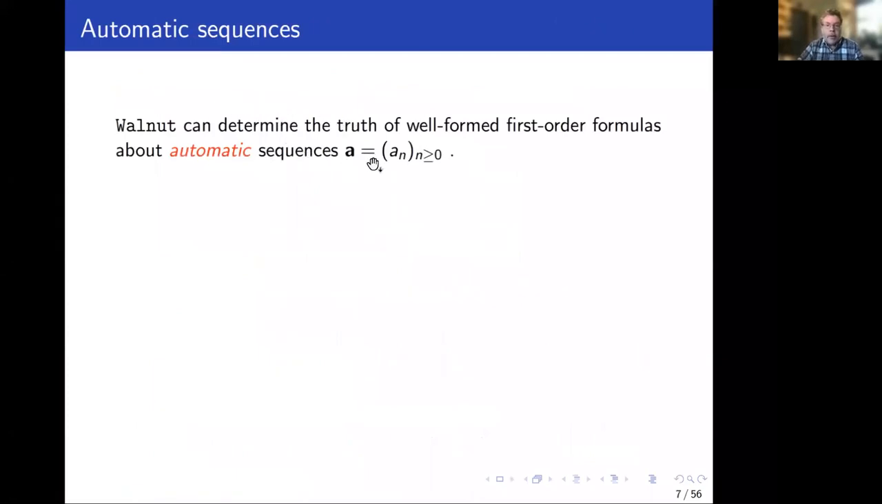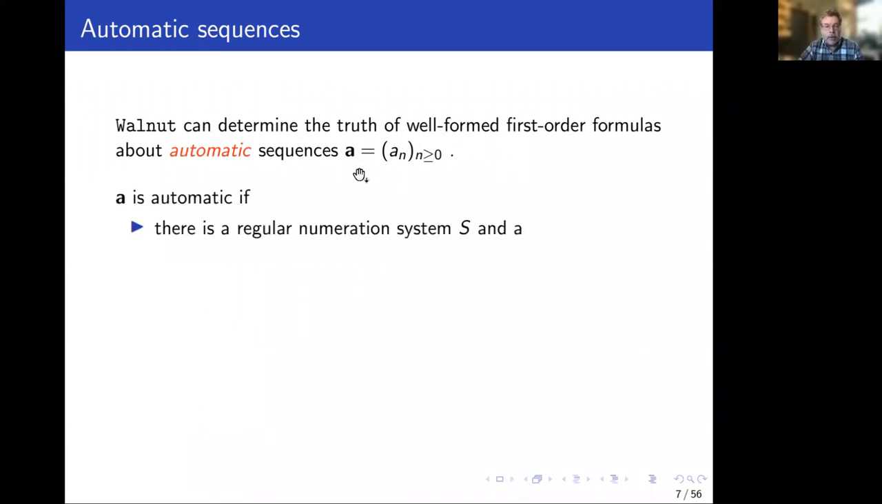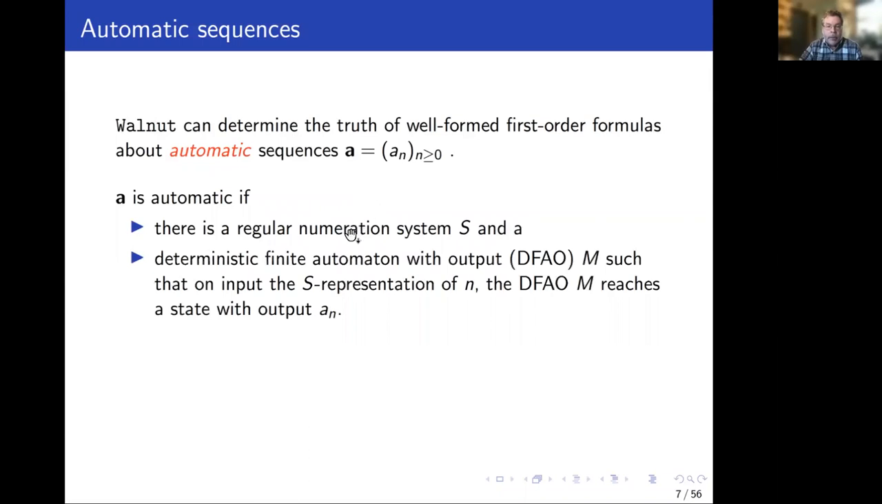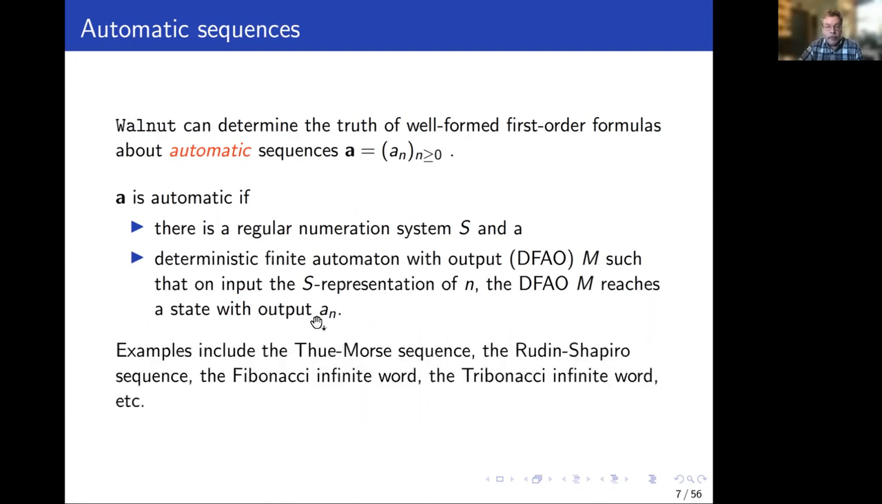So Walnut can determine the truth of well-formed first-order formulas about automatic sequences. What do I mean by automatic? A is automatic if there's a regular enumeration system, and I'll say what I mean by that in a second, and a deterministic finite automaton with output, such that on input, the representation of n, the automaton reaches a state with output an. And examples of these kinds of sequences are Thue-Morse, Rudin-Shapiro, Fibonacci, Tribonacci, and so forth.